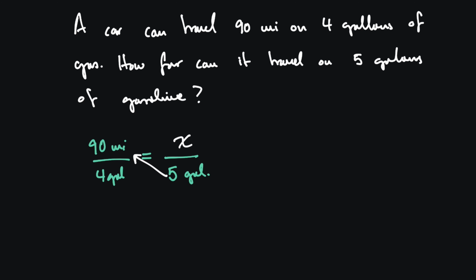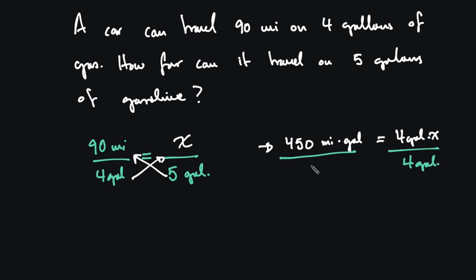So 90 miles times 5 will be equal to 450 miles per gallon, right? And it's going to be equal to 4 gallons times x. Notice that I'm leaving the units so you know what's going on with the units. To isolate x, we need to divide by 4 gallons, right? So we divide by 4 gallons on both sides. In this case, these two cross out. These gallons are going to cross out also, right?